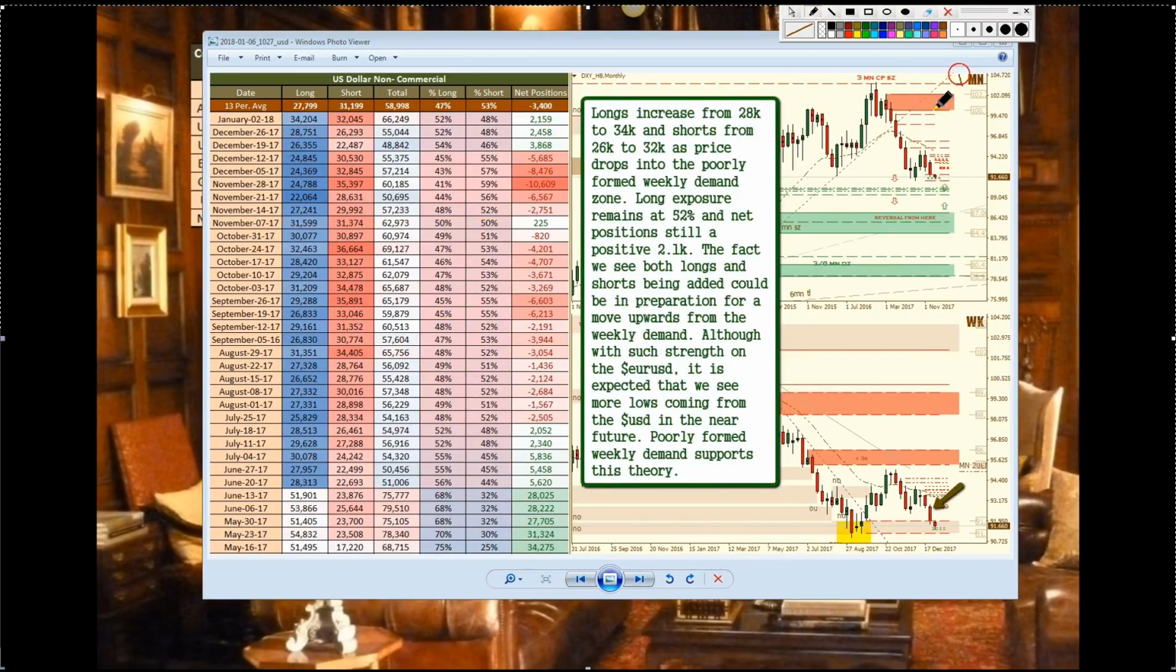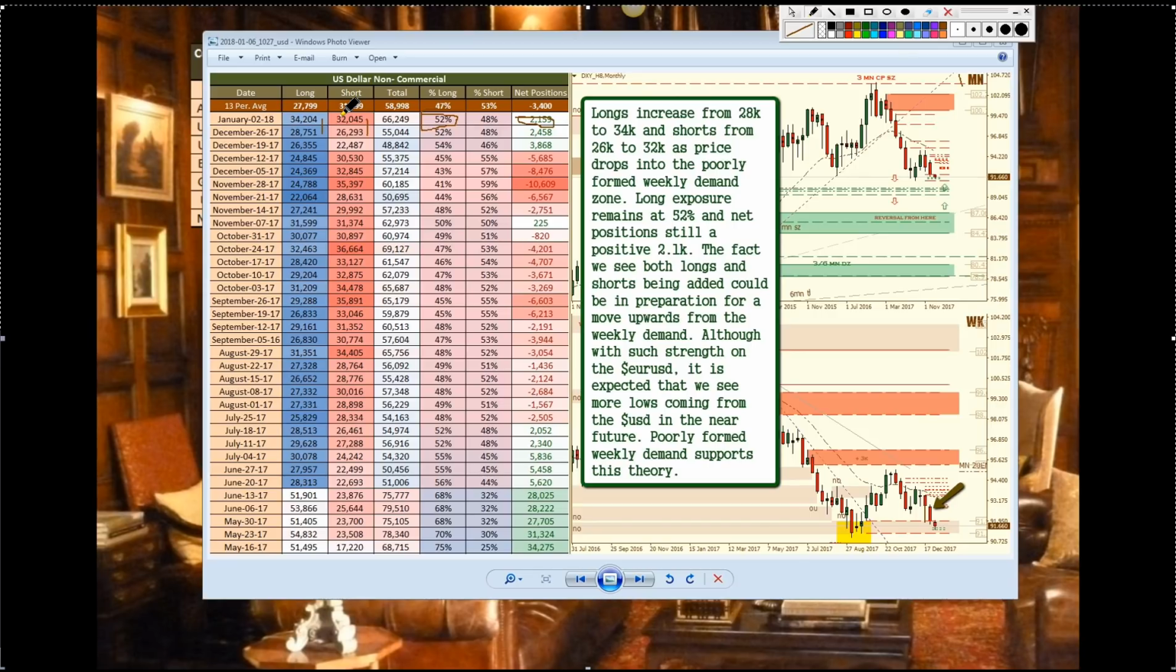And so let's take a look at the US dollar. Right now we're sitting within a weekly area of demand. As price was dropping down towards that demand zone, they increased long positions from 28,000 to 34,000. At the same time, they also increased short positions from 26,000 to 32,000. Long exposure sits at 52%, and we're at a positive 2,100 positions.